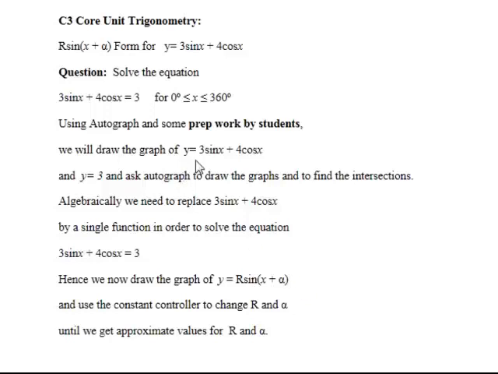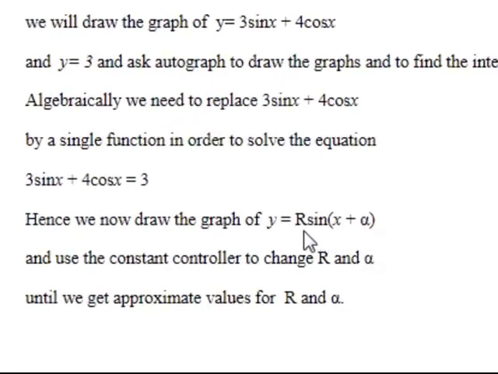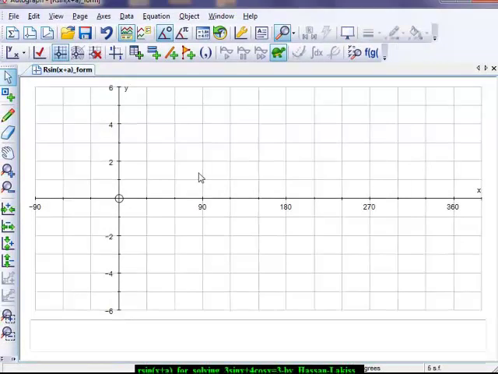So what we're going to do is get the students to input x values like 0, 30, 90, 120, 150 and so on up to 360, and get a value for y and plot some points to get a rough idea what the graph looks like. And then we'll get Autograph to draw that and draw the line y equals 3, ask Autograph to find intersections, and then go back and insert the equation y equals R sine (x plus alpha), and get the constant controller and change R until we get the 5 we're expecting, and then change alpha until we get the 53.1.